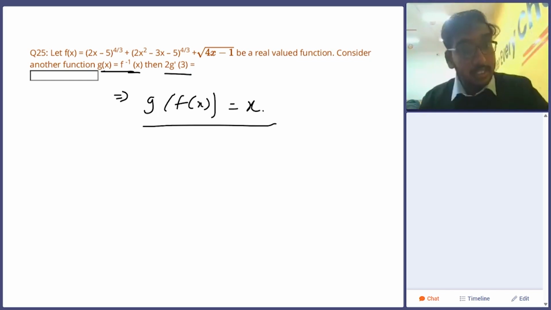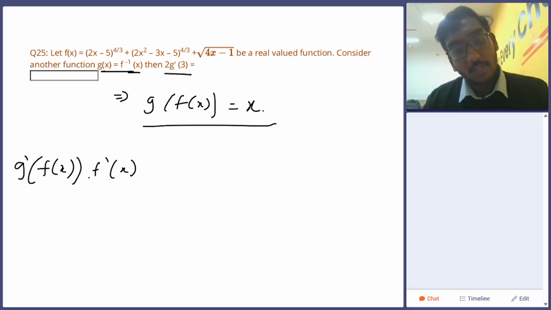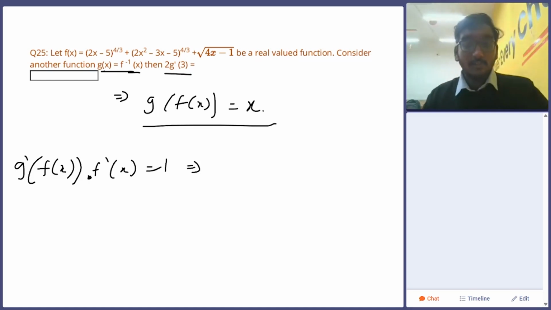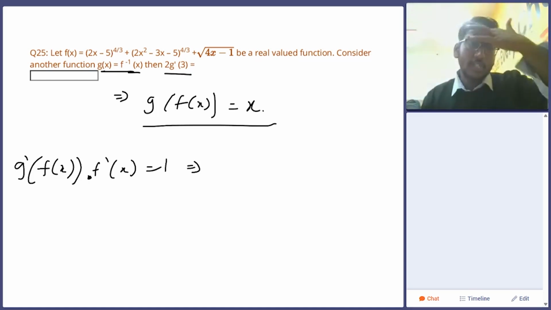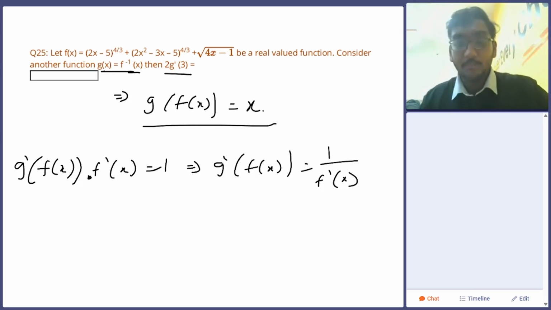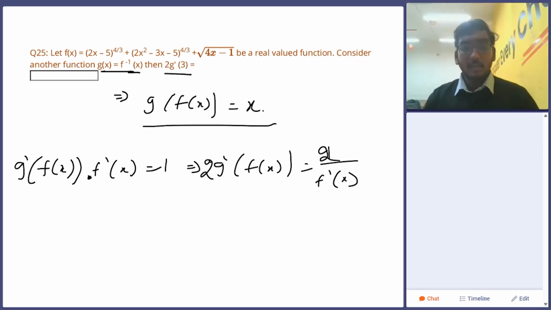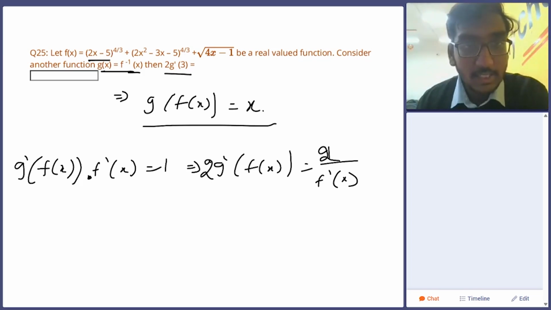So what will be g dash of f of x? Differentiating on both sides using chain rule, g dash of f of x into f dash of x will be 1, right? So what will be g dash of f of x? It will be 1 upon f dash of x. So what they are asking is 2 times g dash of 3. So if we want 2 g dash of f of x, it will be 2 upon f dash of x.